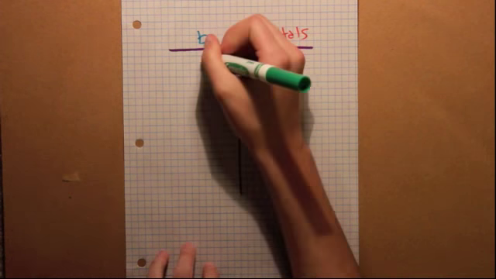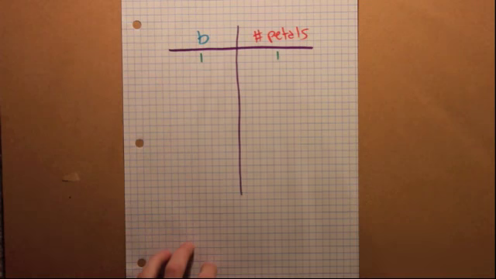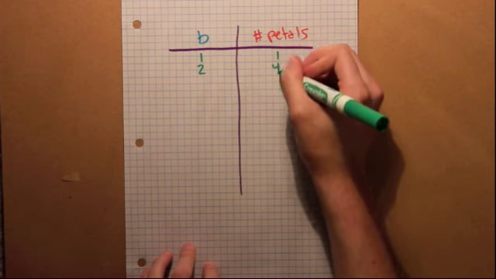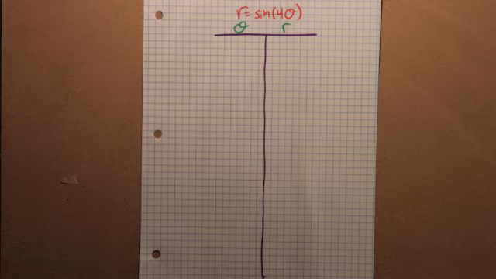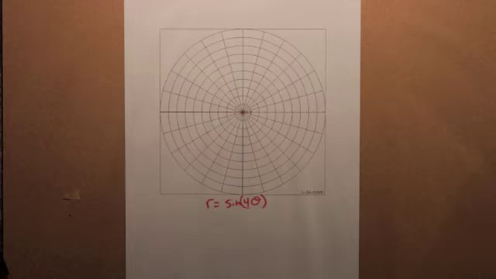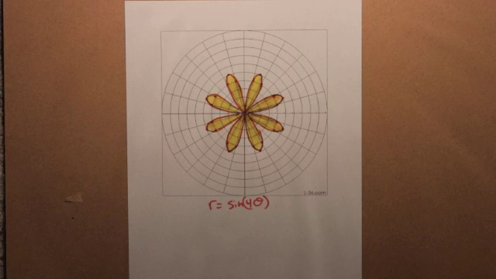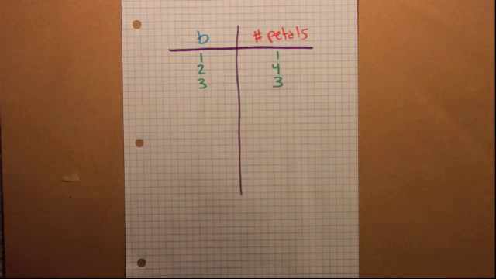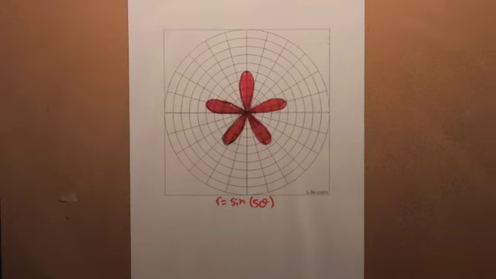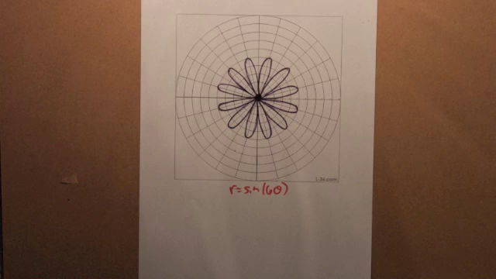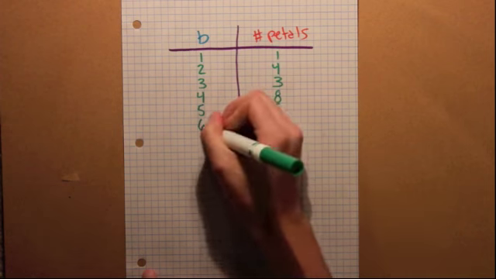We know when b equals 1, there is only 1 petal. When b is 2, there are 4, and when b is 3, there are 3 petals. So let's try r equals sine 4 theta. We make a table, plot the points, and get a flower with 8 petals. When b is equal to 5, we get 5 petals. And for b equals 6, we get 12 petals.